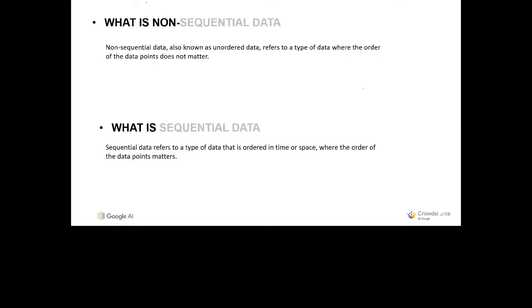All right. So what I was saying is that let us first understand the difference between non-sequential data and sequential data. All right. So non-sequential data is also known as unordered data. It refers to a type of data where the order of the data points doesn't matter.